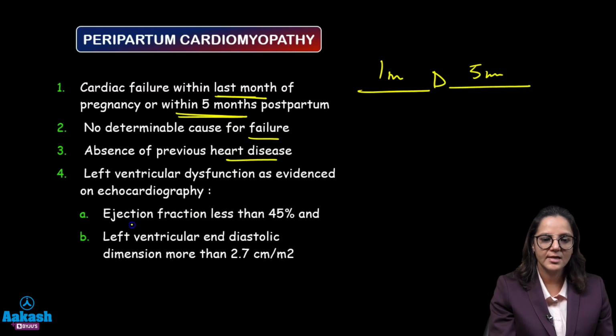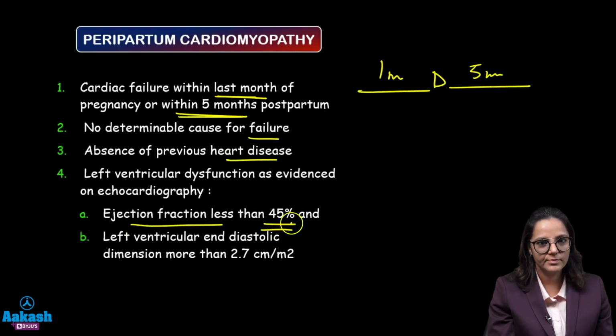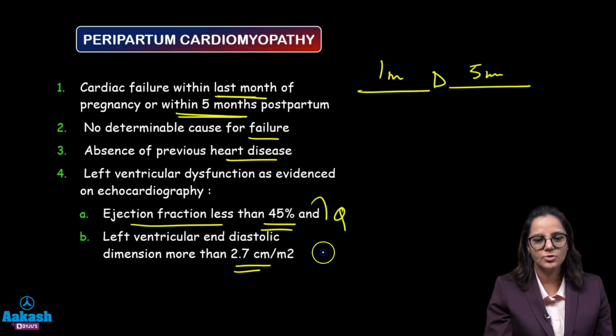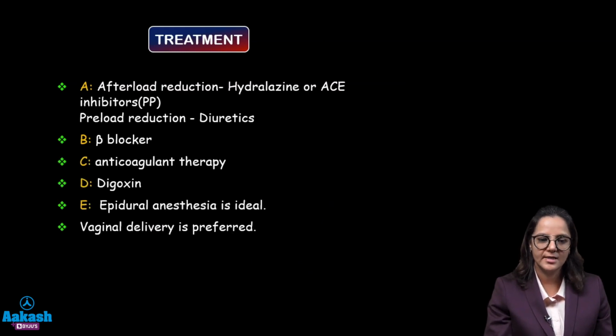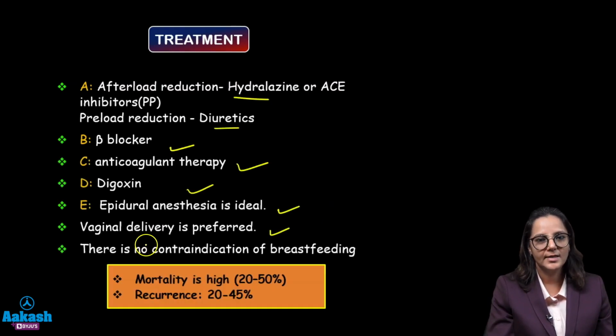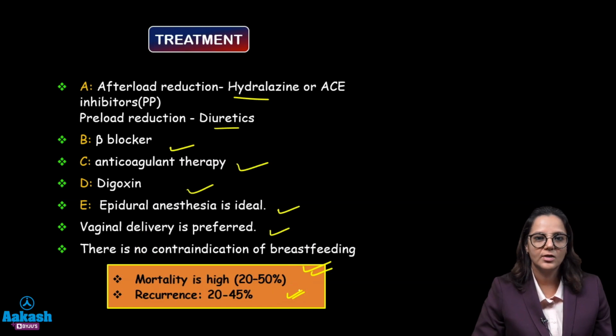How are you going to assess that? Ejection fraction less than 45% and left ventricular end diastolic length more than 2.7 centimeter per meter square. You just need to remember these values. How are you going to treat these patients? Treatment is A, B, C, D, E, and the mortality is high. Mortality is as high as 20 to 50%, and the recurrence is also as high as 20 to 50%.